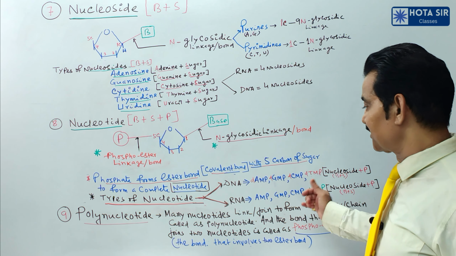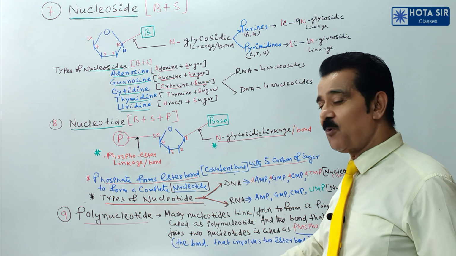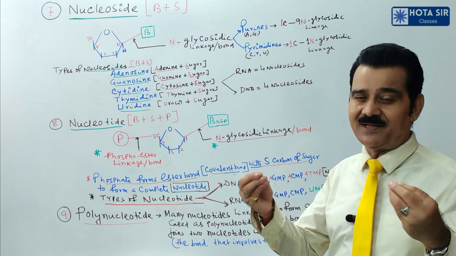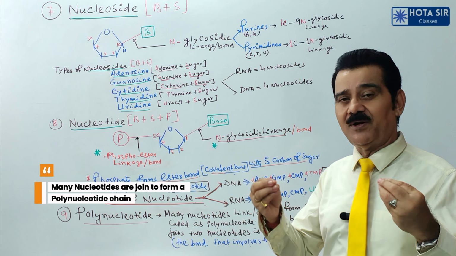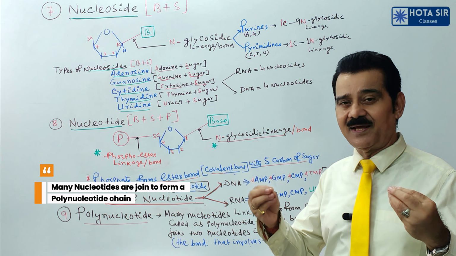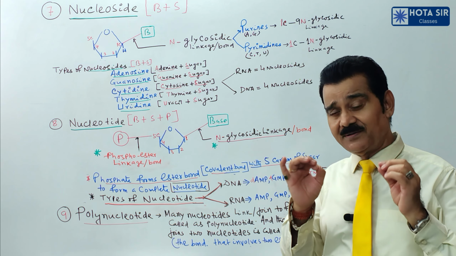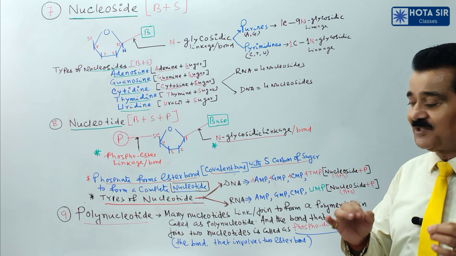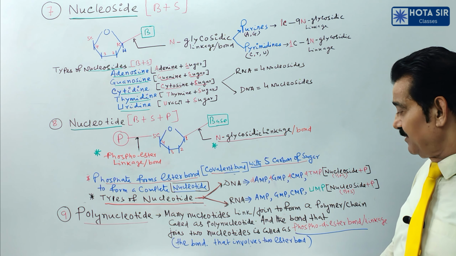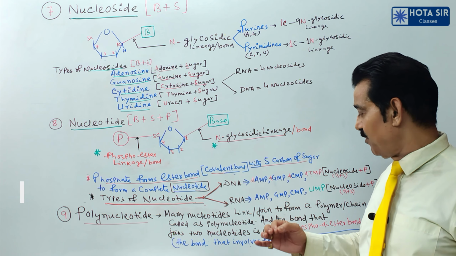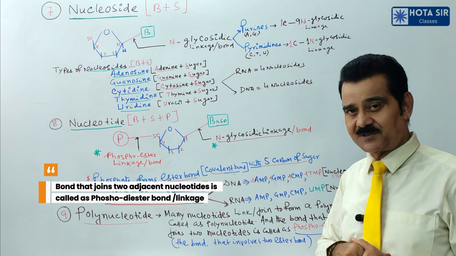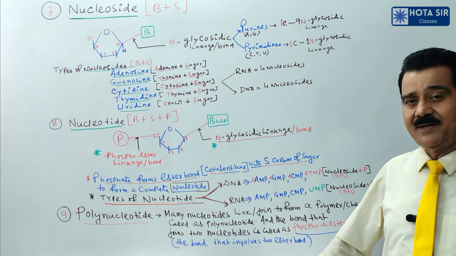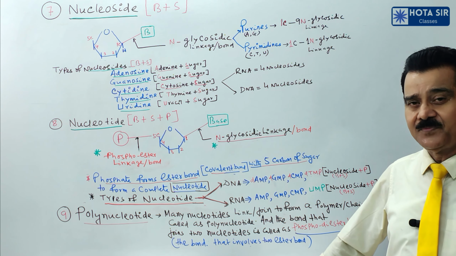Clear now that I have explained? Now come to polynucleotide. Polynucleotide is a polymer or chain of nucleotides where many nucleotides link or join to form a polynucleotide chain, a polymer of DNA and RNA. Clear? And the bond that joins two nucleotides is called phosphodiester bond or phosphodiester linkage. I have written that phosphodiester linkage means the bond that involves two ester bonds. Clear now? This is all about nucleotide, nucleoside and polynucleotide. Clear, children?